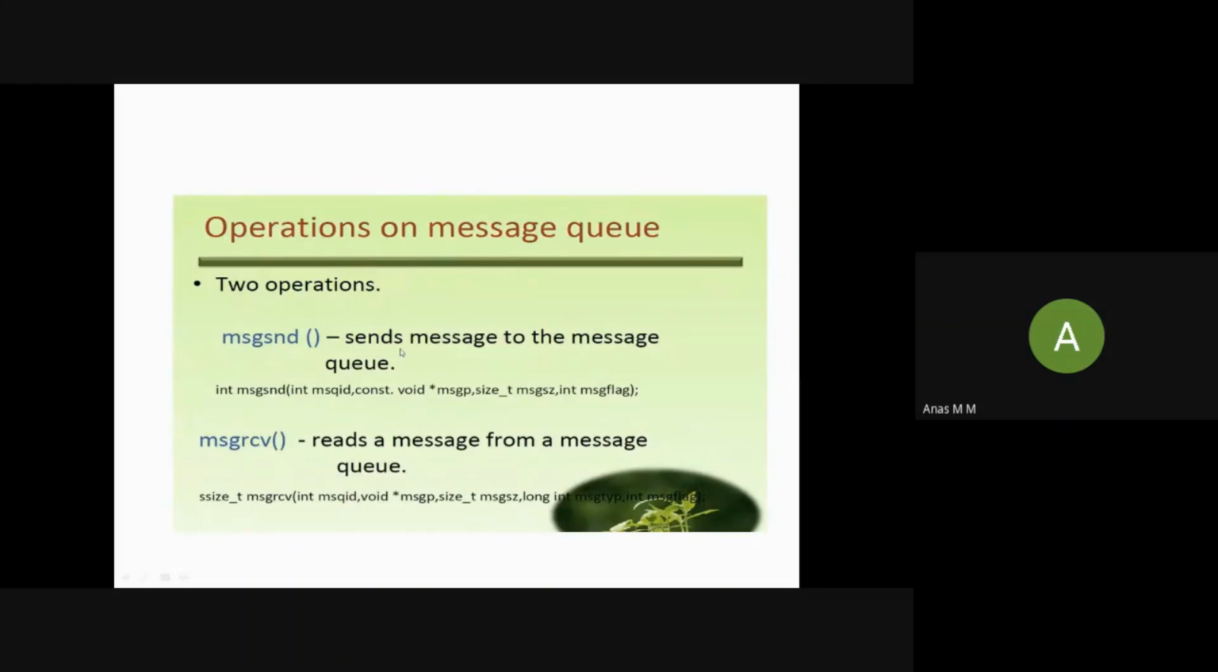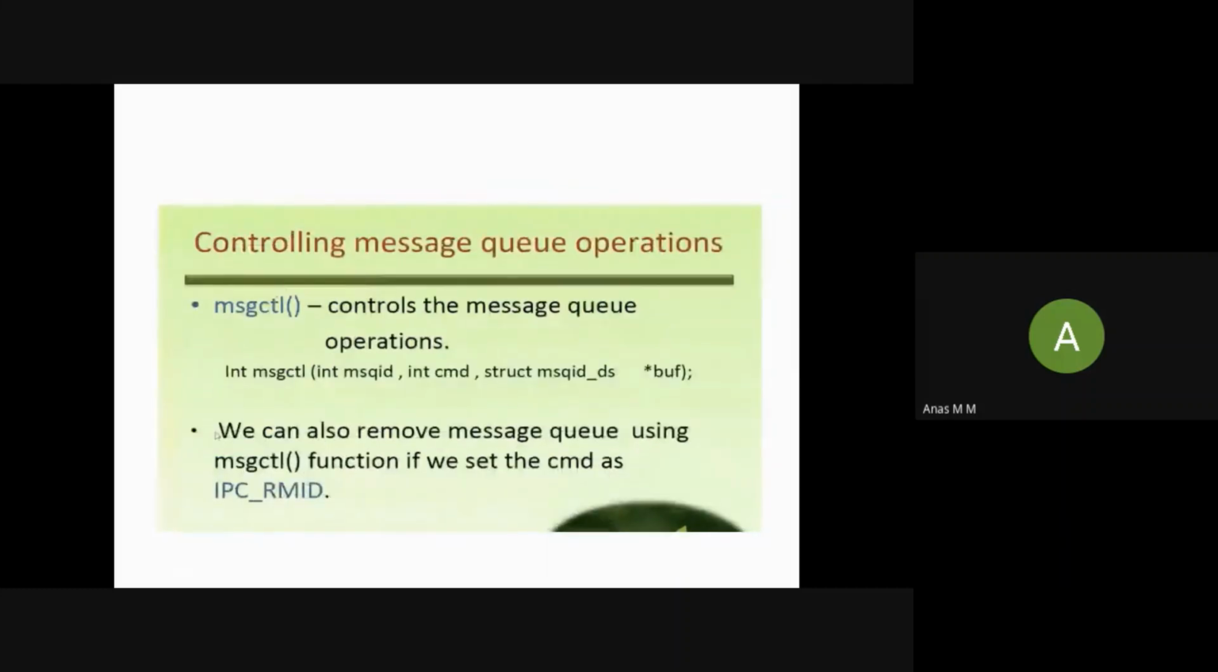This function we are using to send a message to the message queue. Message receive is the function that reads a message from the message queue. So the first one is to put the data into a message from a process. The second one is to receive data from the message queue to a process. And to control the message queue operations, we can use the message control function.